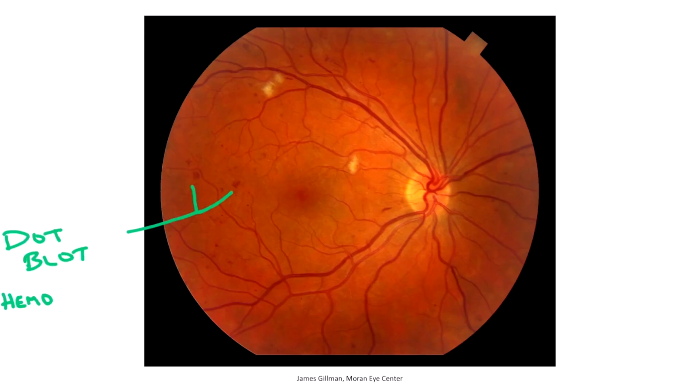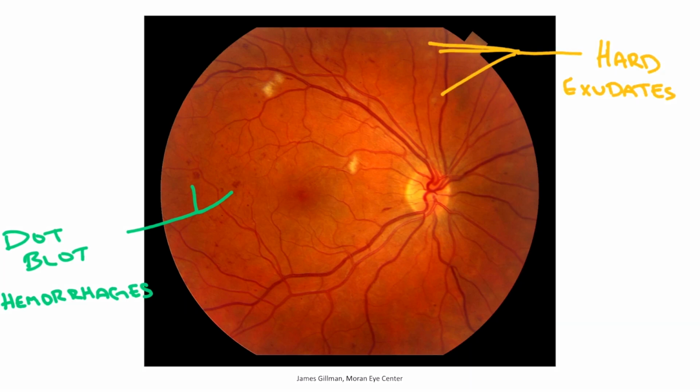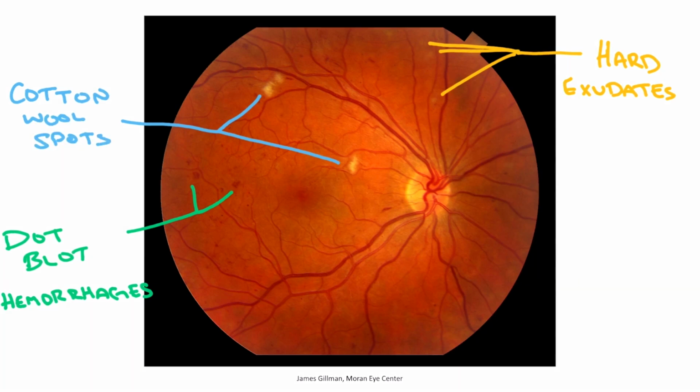Here, in addition to the dot and blot hemorrhages and hard exudates, we can see these small white fluffy areas called cotton wool spots. These form when microinfarcts lead to the leakage of axoplasm from the dead nerve cells, and this indicates that the retina is now suffering from ischemia.